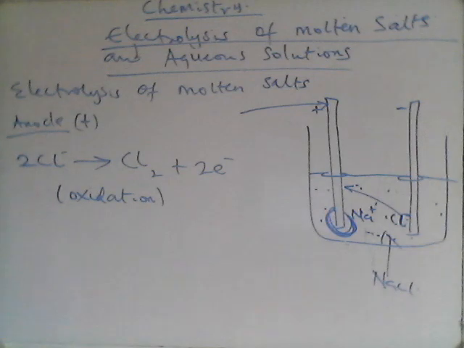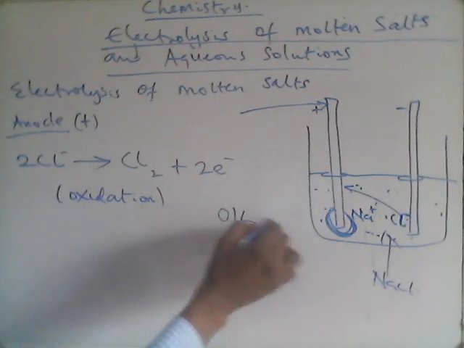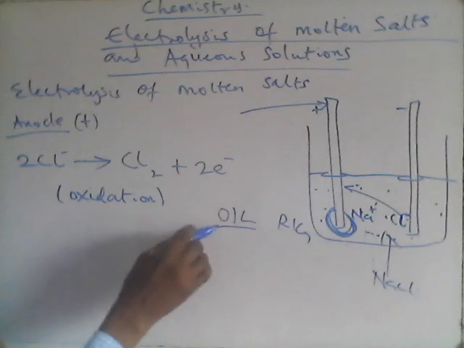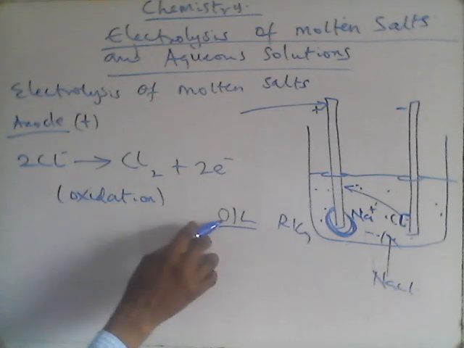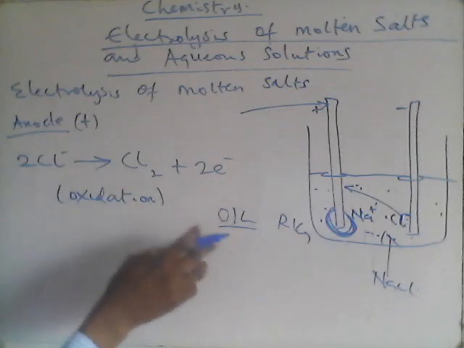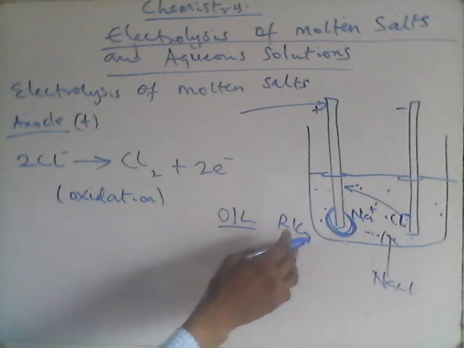Remember, I defined it under the redox video. The mnemonic is OIL RIG. So this OIL here is Oxidation Is Loss of electrons. So this guy now loses electrons. You understand? Oxidation is loss, and reduction is gain of electrons.